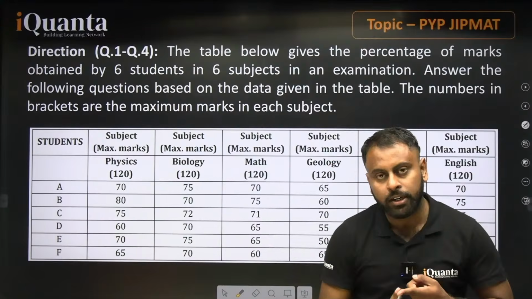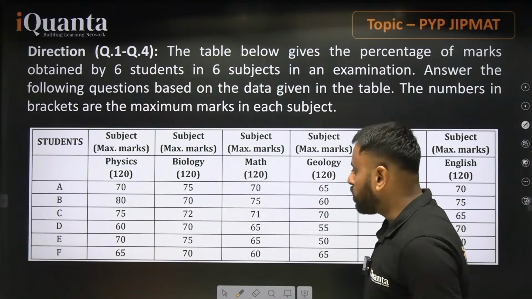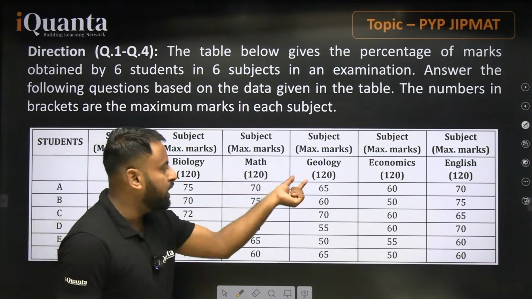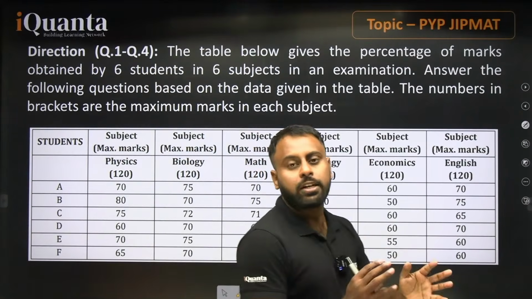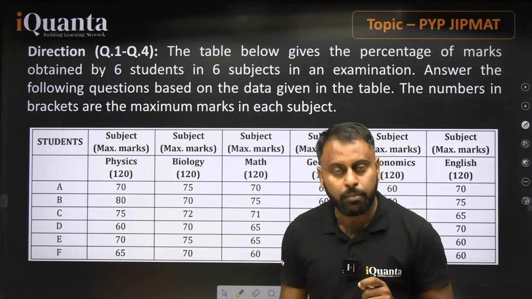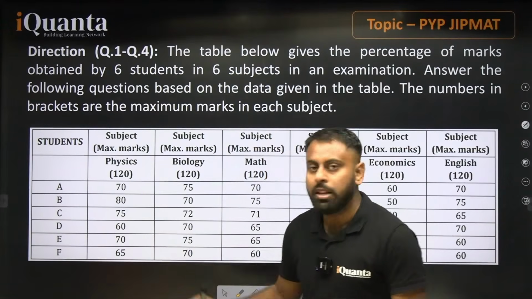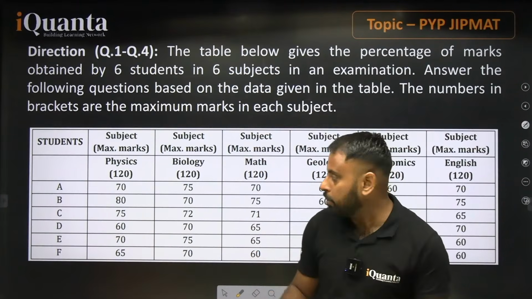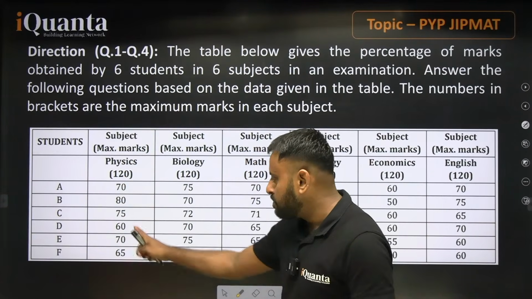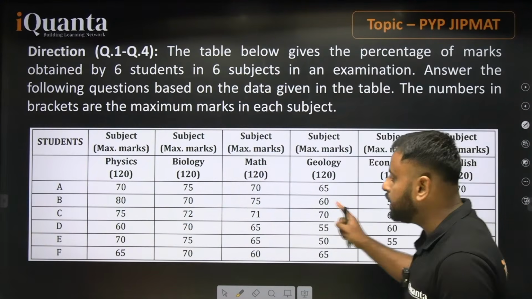The very important thing to keep in mind is that this is the maximum marks: 120, 120, 120. It means that each and every subject is of 120 marks. But the important thing with this type of question is that the value mentioned in the table is just percentage, not the marks. It means that this is 70% of 120, 80% of 120, 75% of 120. So all the data mentioned in the table is in percentage.